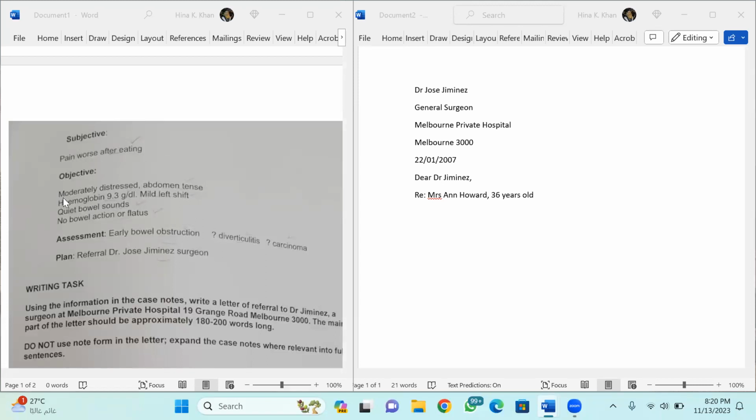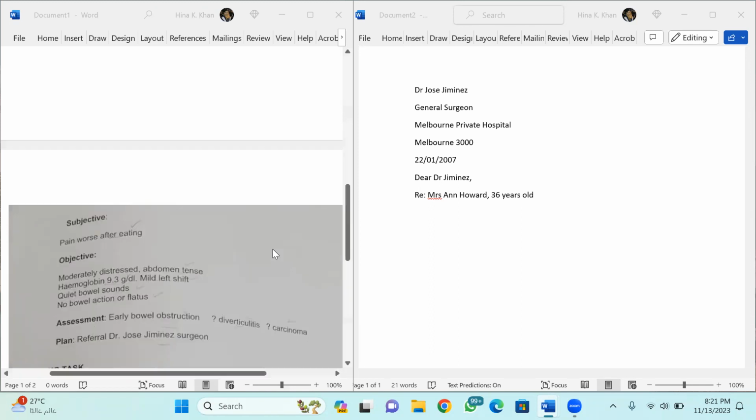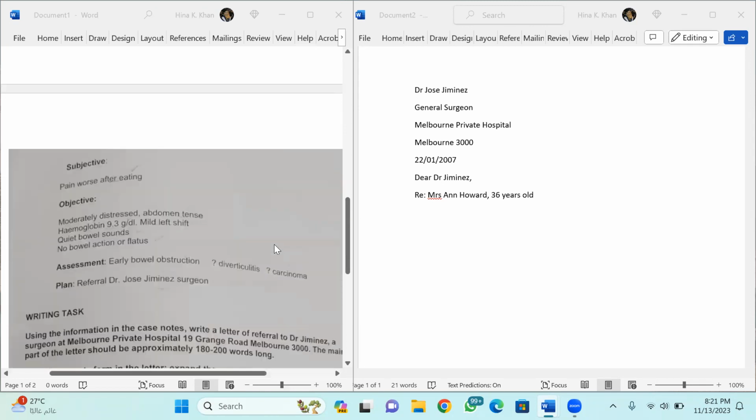Okay, and then moderately distressed, abdomen tense, hemoglobin was this. Okay, quiet bowel sounds, no action of bowels. Okay, fine. Assessment, early bowel obstruction and diverticulitis or carcinoma, and we are going to refer to this doctor. Now we are suspecting that she might be having diverticulitis or carcinoma. So keeping this in mind, we will write the introduction.